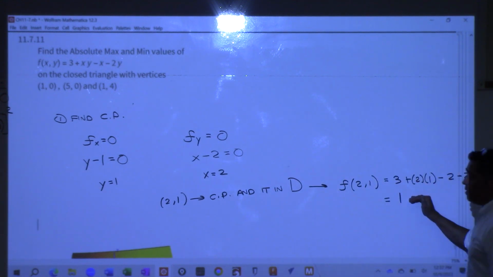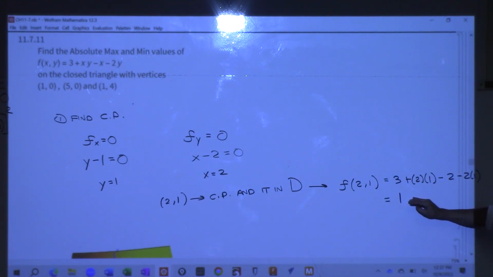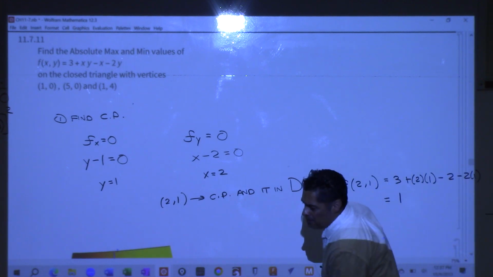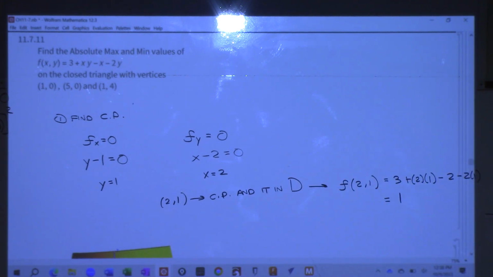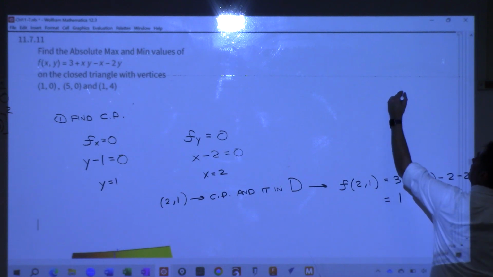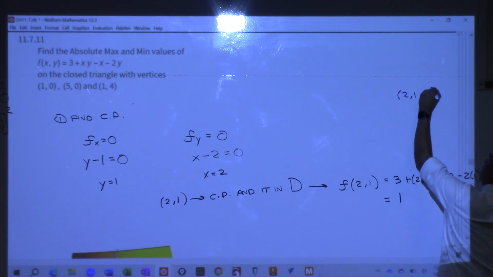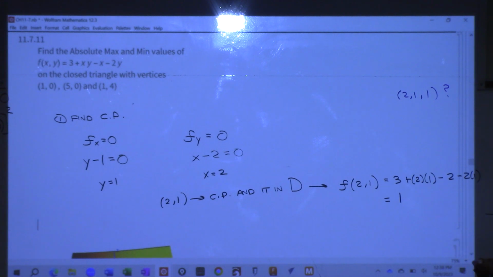I have no idea right now whether or not this is a highest point or lowest point or neither. What I need to do now is figure out what the value of the function is along the boundary, and that's going to be the hard part. Like we said, there's an infinite number of points around the boundary, so how do we do that? Come to class next time, and I'll show you how we work our way around the boundary. For now, this is a question mark. We know that this point 2, 1, with value 1, could possibly be an absolute max or min.